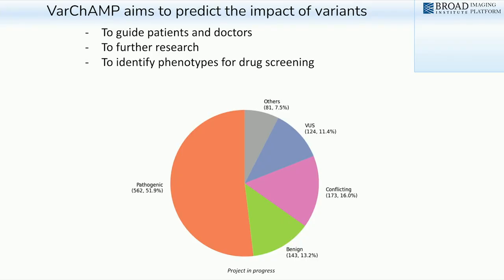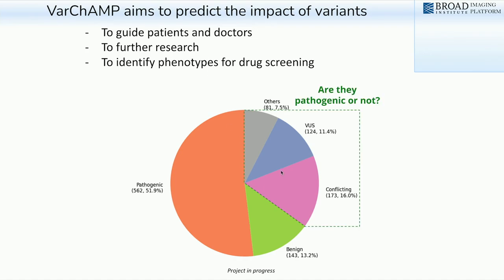for many rare disorders highly in parallel. So the goal here is to predict the impact of genetic variants that have been associated or not with disease. And it's very useful to know this particular mutation at this particular location, does it cause a disorder or not, to guide the patients and the doctors to further research so we know what gene we are even looking at here, and to identify phenotypes for drug screening.